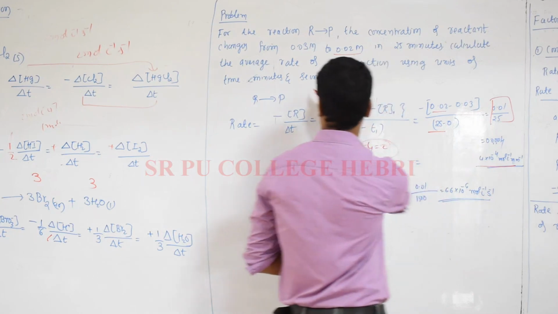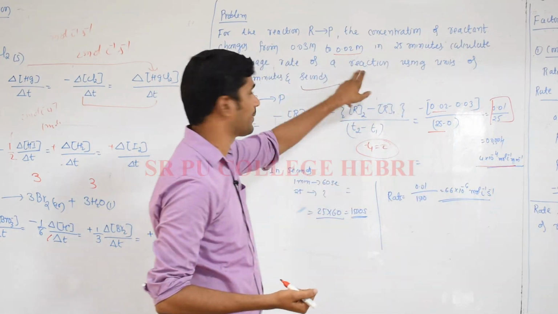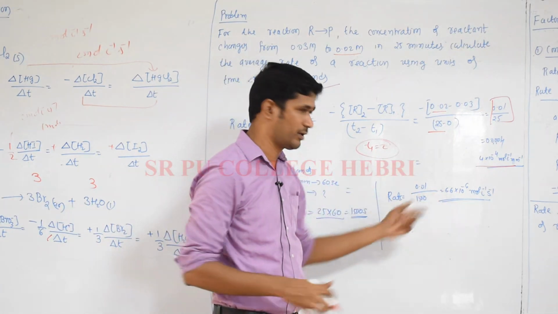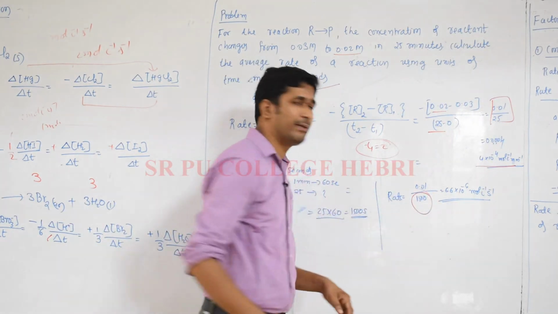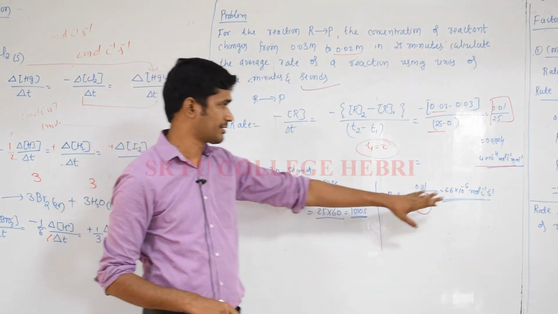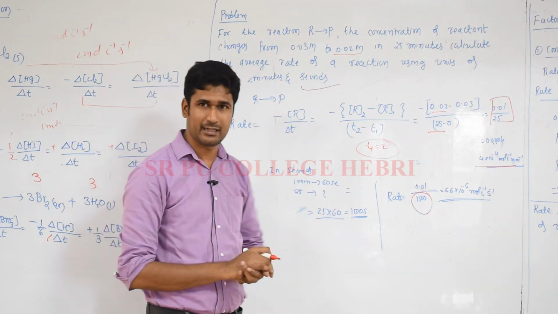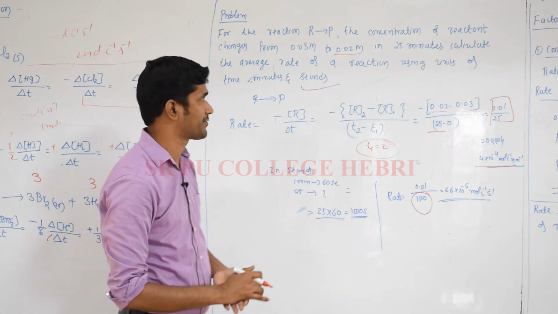Next, you have to calculate it in seconds also. 25 minutes means how many seconds? You convert it, and you divide by the time in seconds, and you will get the answer. This is important, okay? Try to remember. So there are many types of numericals. I will solve them in our next class or next video.